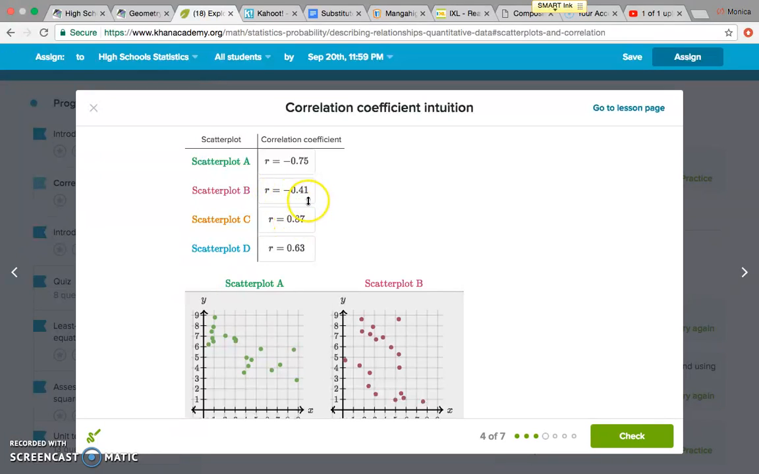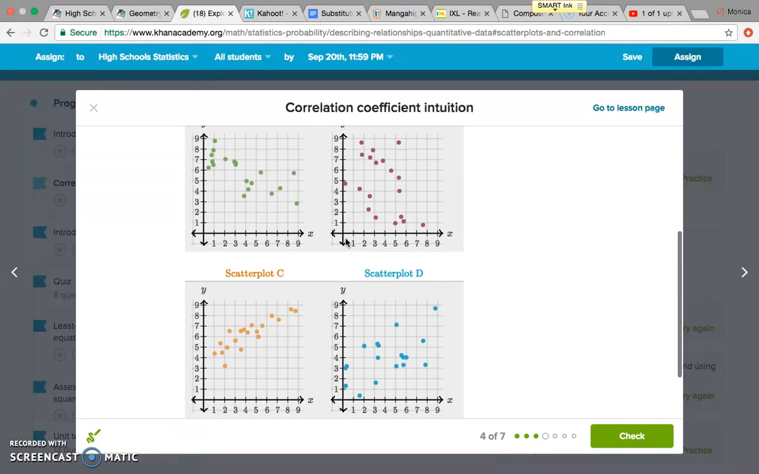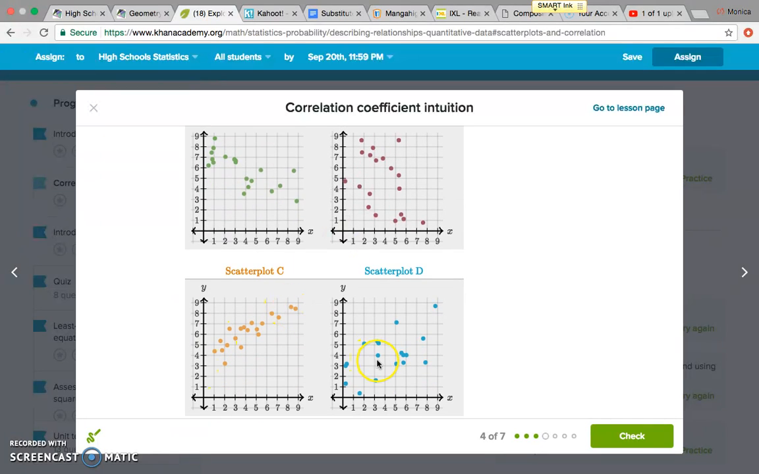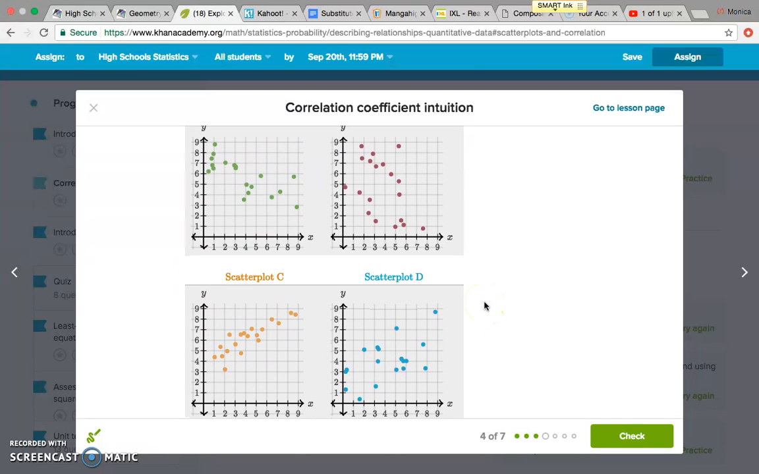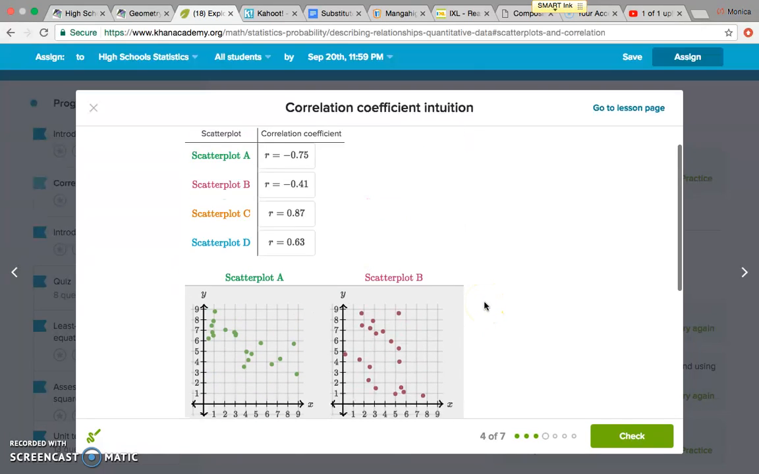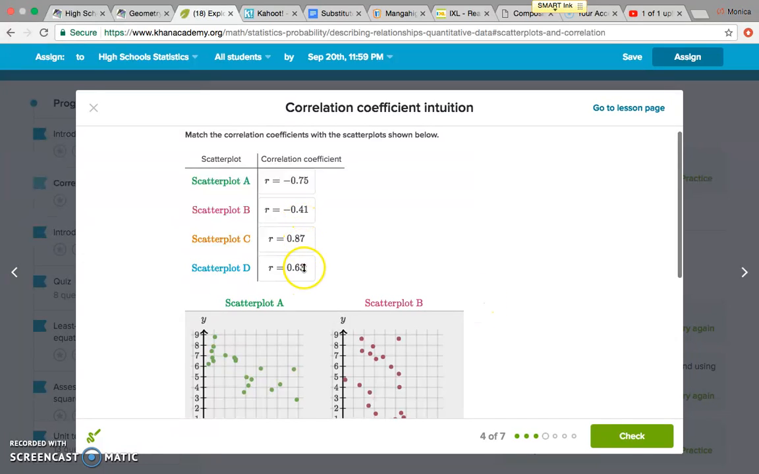And scatter plot B, I believe, is negative 0.41, excuse me. And then I'm going to look at scatter plot C and D. And again, C is a much stronger positive linear association than scatter plot D. So I'm going to go ahead and, let's see, leave it like that. And then I'm going to cross my fingers, and yay, I got it. And so that's what you're going to do for at least 4 of 7 problems on Khan Academy.